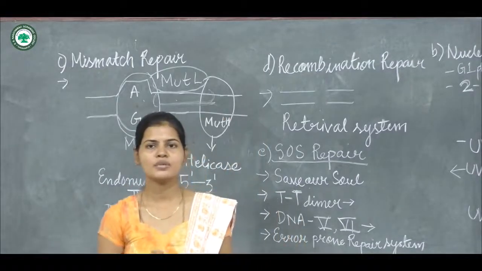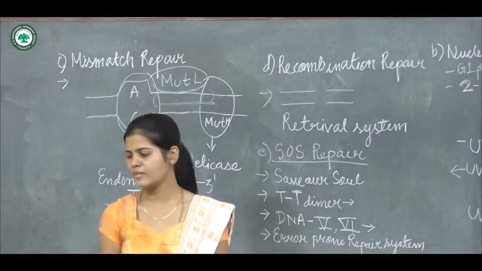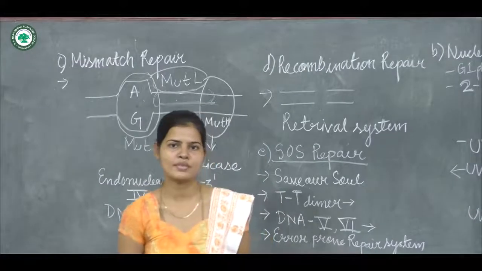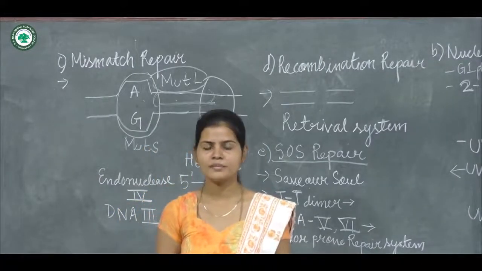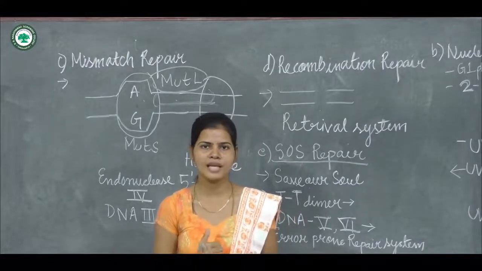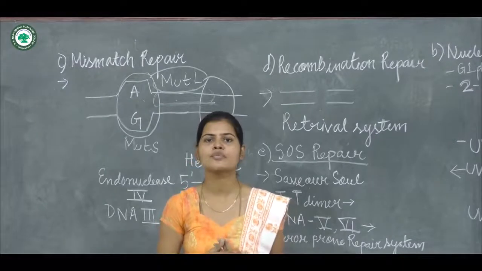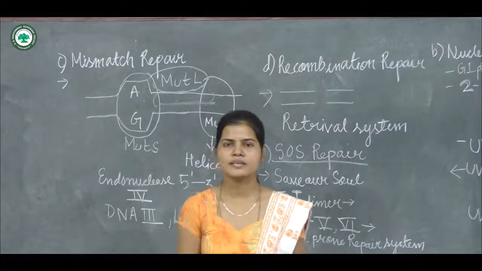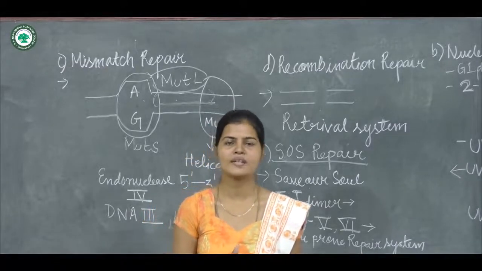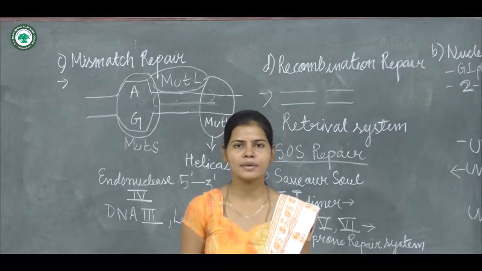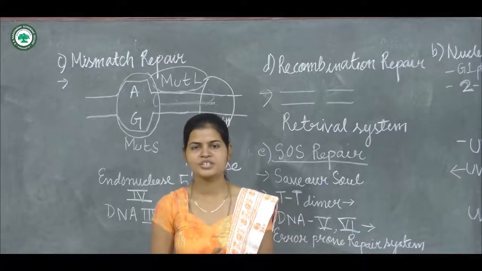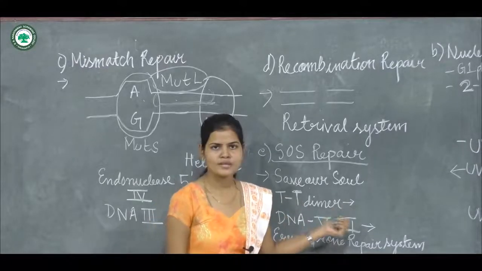So what we have studied about the different repair mechanisms in the cell are the light repair system and the dark repair system. In the light repair system, there is involvement of one enzyme, photolyase, which will break the thymidine dimer in the presence of visible light. It gets activated and removes the thymidine dimer. And in the dark repair system, there are 5 different types of repair: base excision repair, nucleotide excision repair, mismatch repair, recombination repair, and the last one is SOS repair.